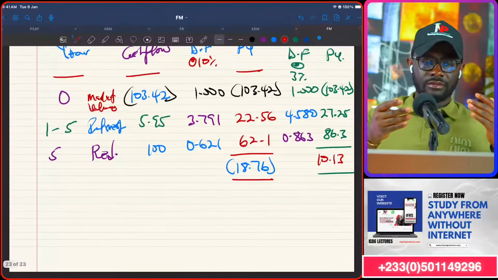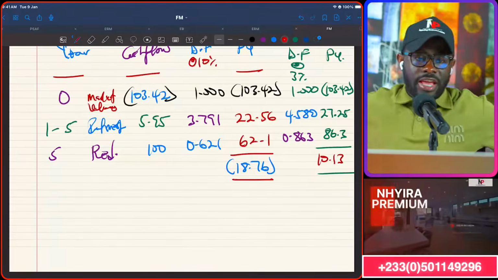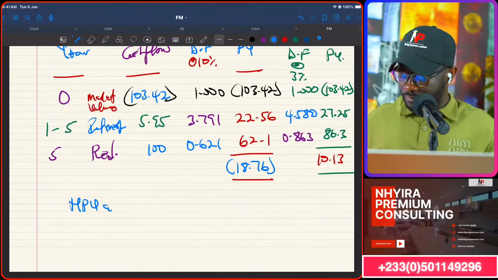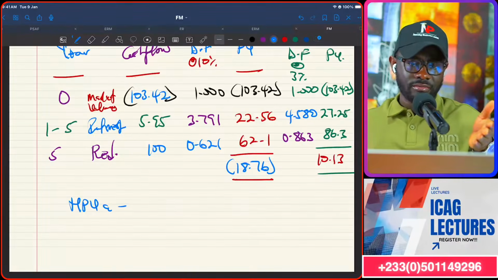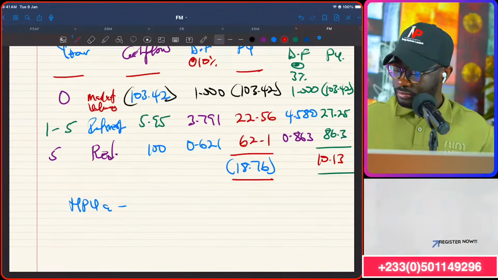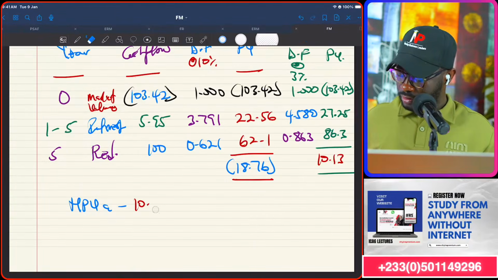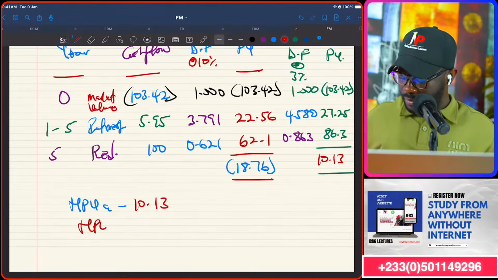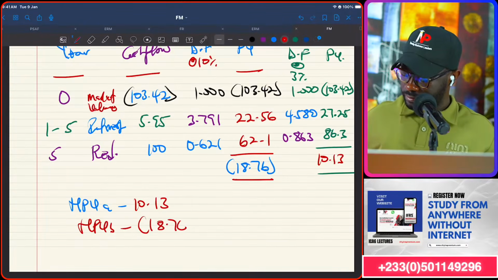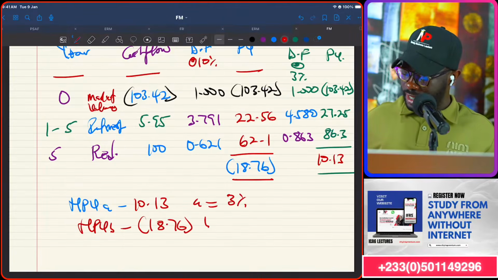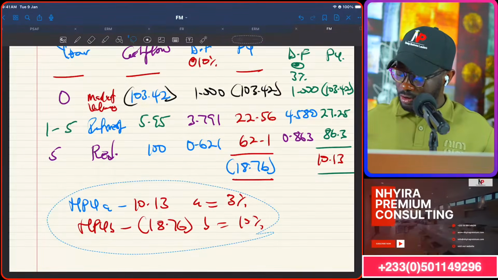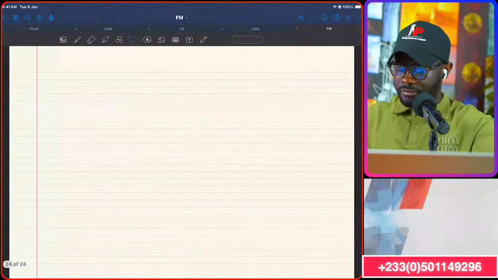So now we have our NPV at 10% and the NPV at 3%. So in the internal rate of return workflow, the NPV of A is the one at the lower rate, which is 10.13. Then the NPV of B is the NPV at the higher rate, which is 18.76. So A is the lower rate, 3%. B is the higher rate, 10%. Sounds good? So these are the things we will now go and substitute into the IRR formula.